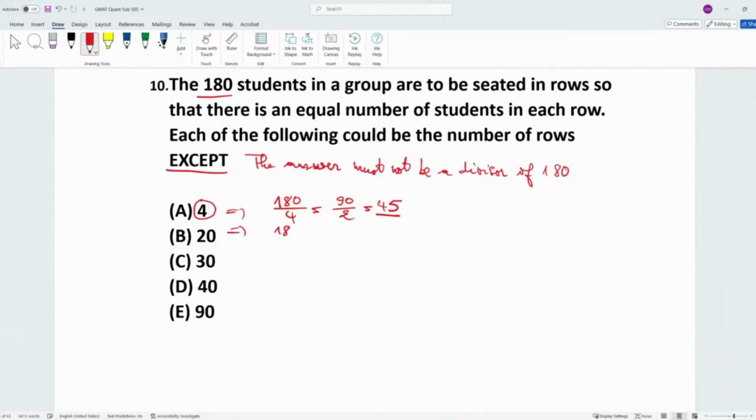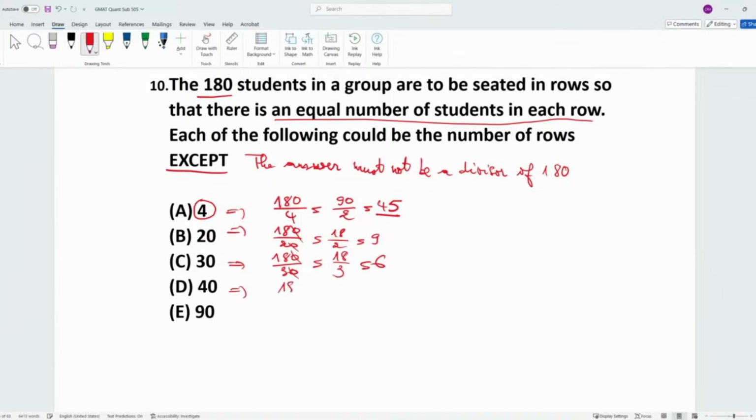If we try with 20, then this is going to give us 18 over 2, which is equal to 9. 20 is also not going to be our answer, because it means that if we have 20 rows, then we can have 9 students per row, an equal number of students in each row. Okay, let's try 30. So 180 over 30 is 18 over 3, because here we simplify like this, just like we did here. And it's equal to 6. So 30 is also not the answer.